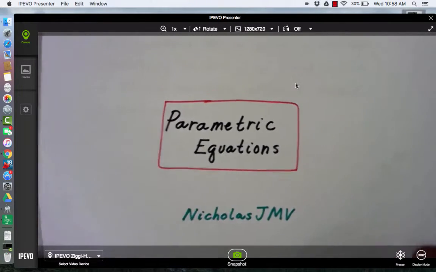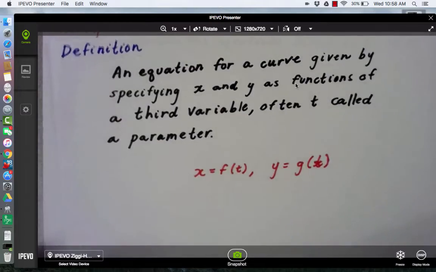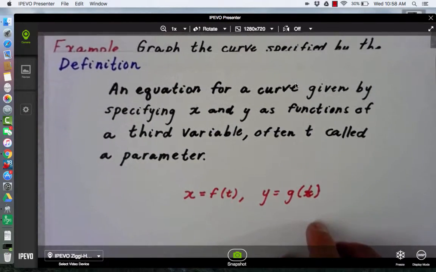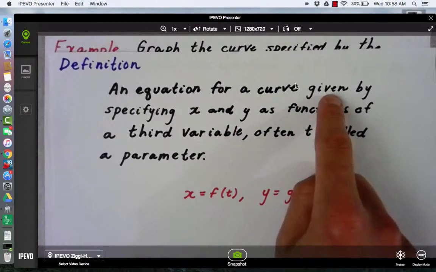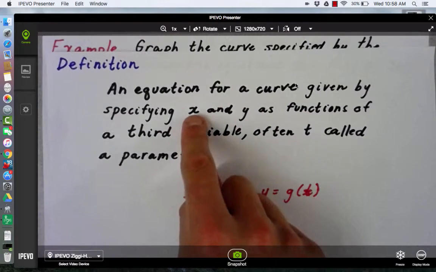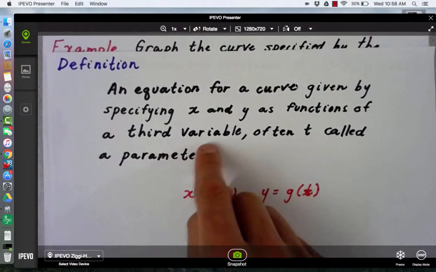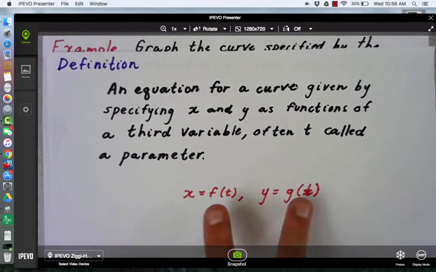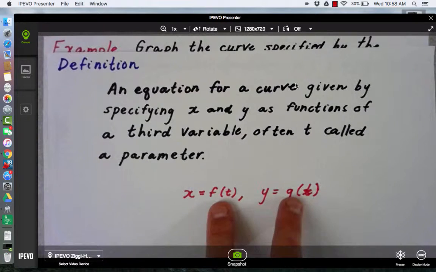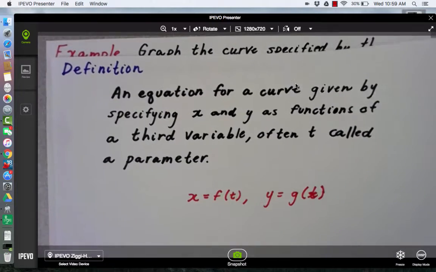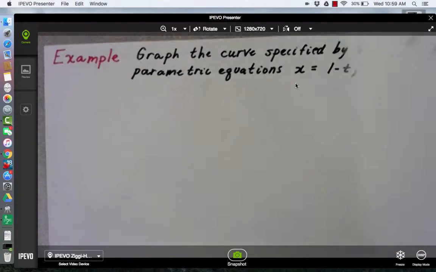Okay, so let's define again. A parametric equation is simply an equation for a curve given by specifying x and y as functions of a third variable called a parameter. They're usually written as x equals f of t and y equals g of t. Okay, so let's look at two examples with this definition in mind.